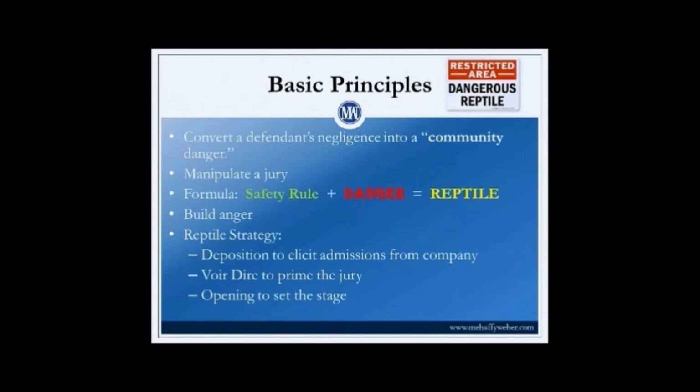And then they're going to obviously show how the defendant broke the rule, and then how this danger, them breaking this rule, ends up affecting not only the plaintiff in the case, but obviously the juror, the juror's loved ones, and the community. Keenan and Ball are the ones who came up with this formula: safety rule plus danger equals reptile.